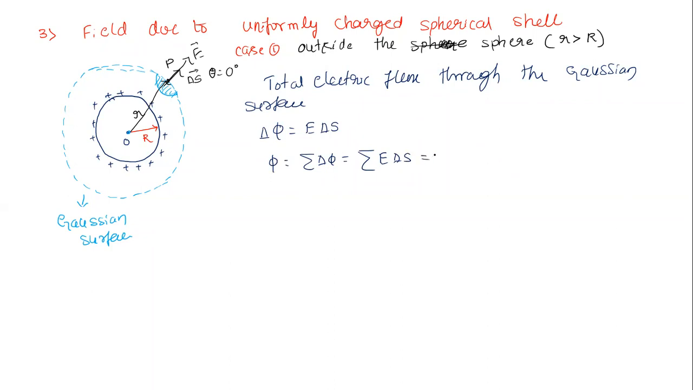The electric field remains constant on this surface, wherever you take on the Gaussian surface, so I take E outside the summation, times the summation over delta S. What is the meaning of summation of delta S? Sum of all the surface area of the sphere. What is the surface area of a sphere? 4 pi, and the radius we have taken is small r, so 4 pi r square. So the total flux becomes electric field multiplied by 4 pi r square. That is the flux, we got it now. Now I am going to take Gauss law. From Gauss law.